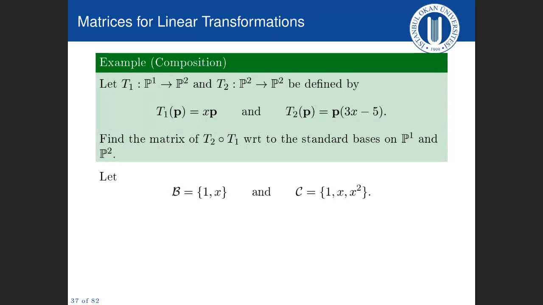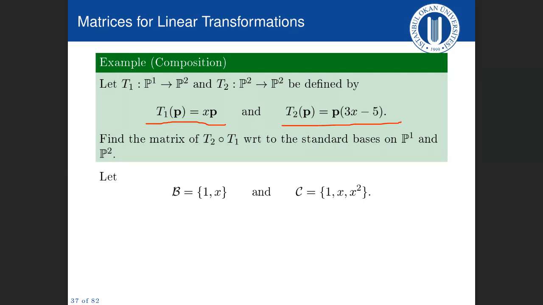Let's do an example about a composition of two linear transformations. T1 maps from P1 to P2, and T2 maps from P2 to P2. T2 is a linear operator because the domain and the target are the same. And we'll use the same ones we've used before. T1 is going to be the linear transformation which takes a polynomial and multiplies it by x. And T2 is going to be the linear operator which takes a polynomial and replaces every x by 3x minus 5.